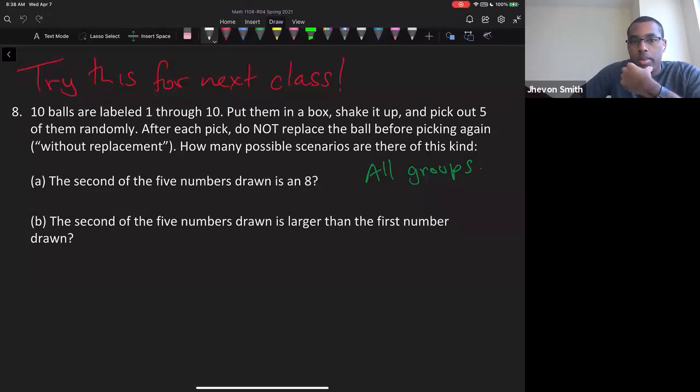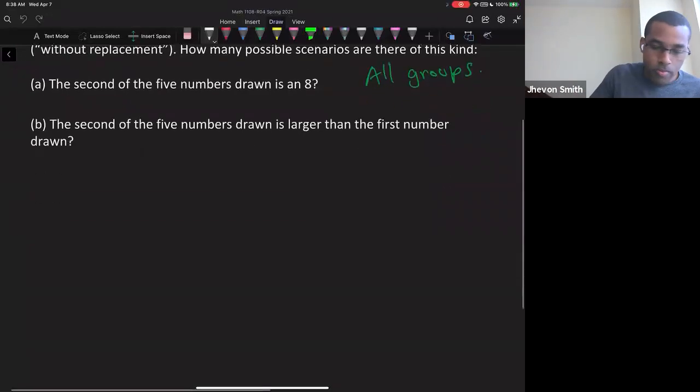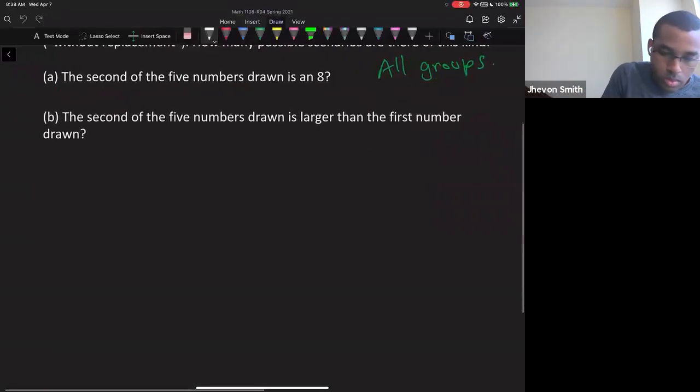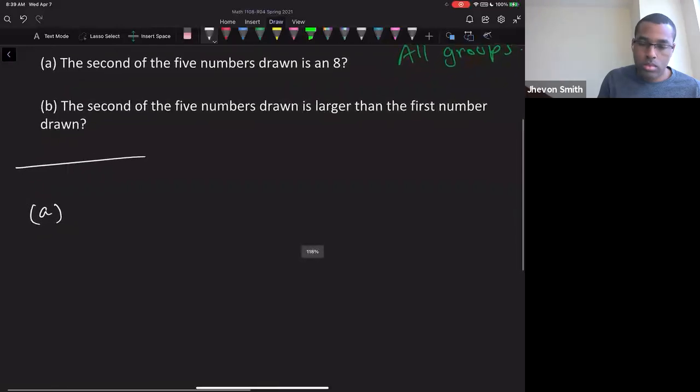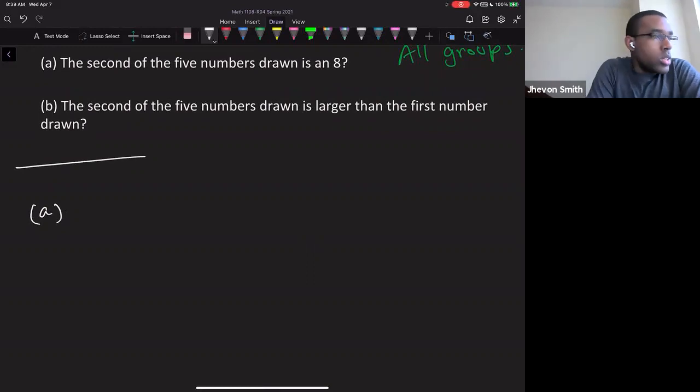And the kinds are described here. So A, the second of the 5 numbers is an 8. So how many ways can you do this so that the second ball that you draw has an 8 written on it? And in part B, the second of the 5 numbers drawn is larger than the first number drawn. Okay, so let's actually do that. So again, what we'll do here is we'll kind of visualize things.